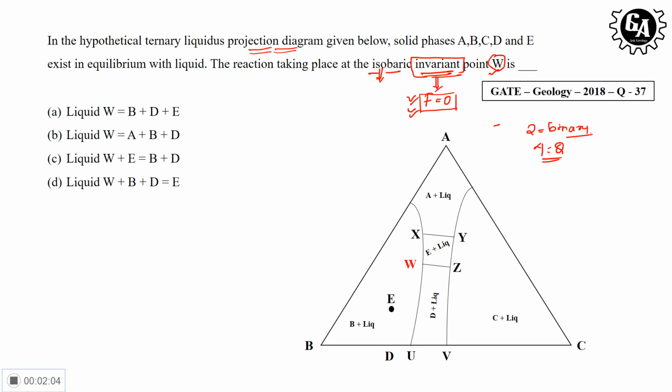So they are asking at this point W, the isobaric invariant point, what would be the reaction if we have A, B, C, D and E phases. They are at equilibrium with the liquid. With the liquid means the liquid W.